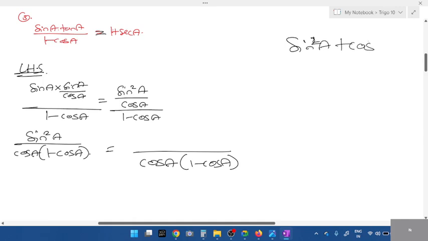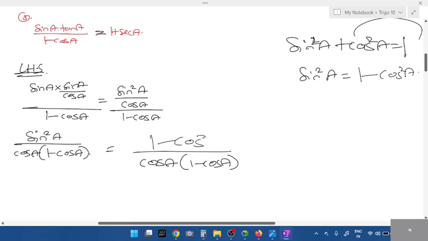Sine square A plus cos square A is equal to 1. If I want to find sine square A, what happens to plus cos square A? It goes to the other side and becomes 1 minus cos square A. So let me write 1 minus cos square A here. This looks like a square minus b square. See, 1 is a perfect square number. You can write 1 as 1 square. Okay, now how do I convert 1 minus cos square A? All of you respond. What is a square minus b square?